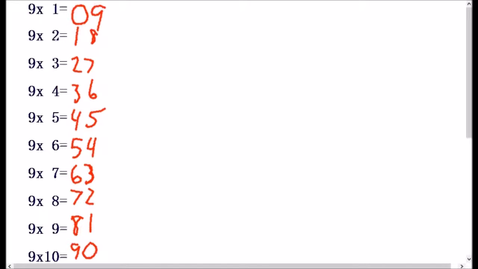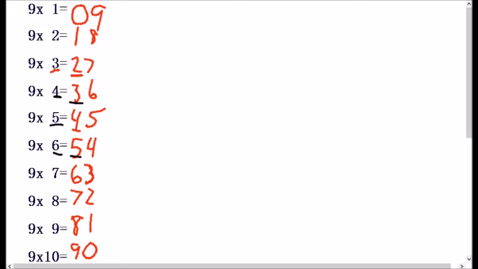The first pattern I want you to look at is the number that's being multiplied, the factor that's multiplied by the 9, and the number in the tens place of the answer. So when we do 9 times 3, that answer is going to start with a 2. 9 times 4 starts with a 3. 9 times 5 starts with a 4. 9 times 6 starts with a 5. So are we noticing a pattern here?